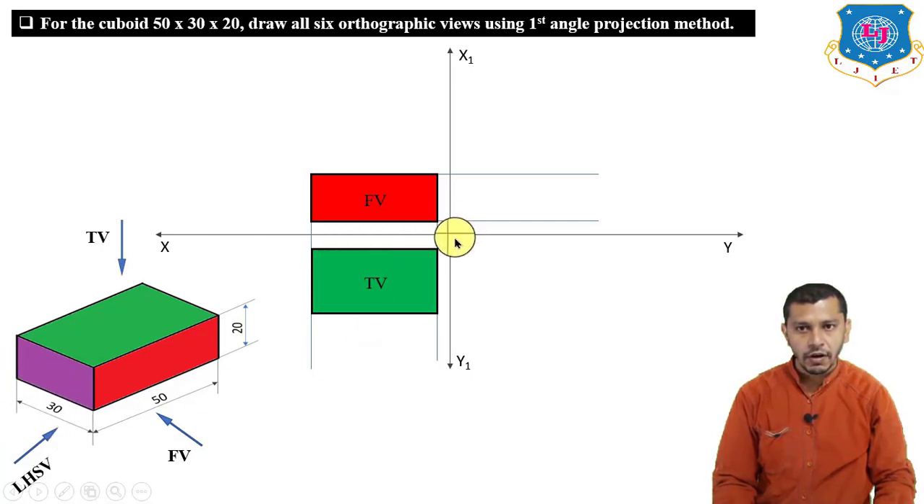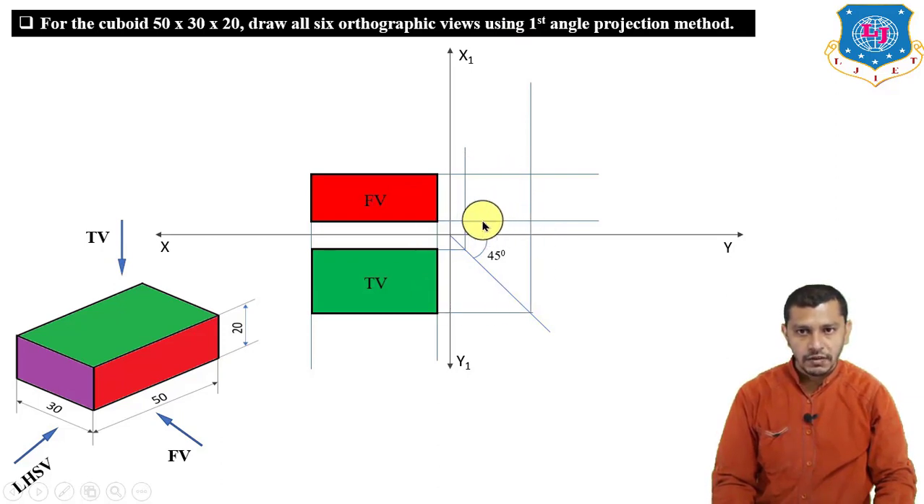For that we will draw a line inclined at an angle of 45 degree to the xy line and x1 y1 line, or we will draw a line inclined at an angle of 45 degree from the intersection point of the xy and x1 y1 line. Now project the width of the top view over here. So this will be the width. Now project this point over here like this. So this will be the width. So right now the width is projected in the left hand side view.